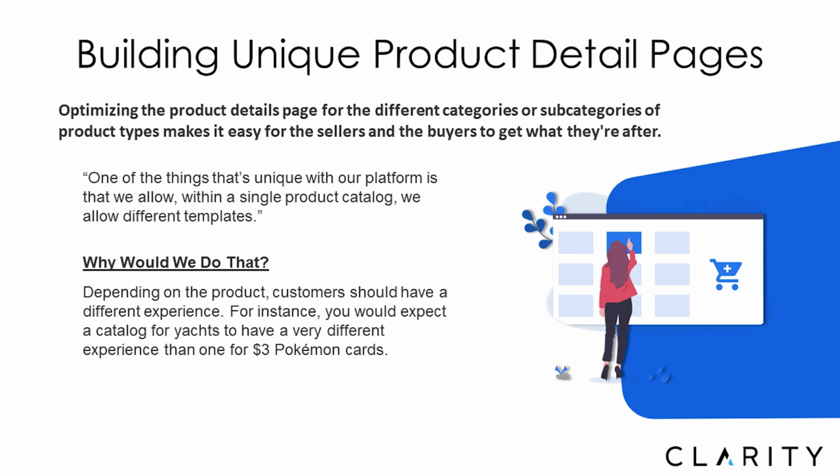Yeah. And the way I like to think about it, one of the things that's unique with our platform is that within a single product catalog, we allow different templates. Why would we do that? Well, if I'm going to buy an alternator replacement for my 69 Camaro, I know what that page should look like. I know the information that I want on the page. But if I'm going to buy a $2.5 million Ferrari GTO 3 GTB4 cam, I would expect that experience to be different, right? If I'm going to a page that's selling a yacht, I would expect that to be very different than an alternator, right? I mean, they're not even on the same planet.